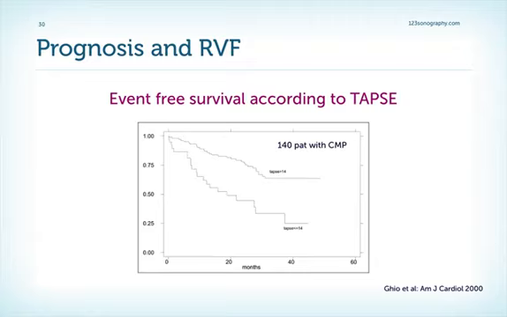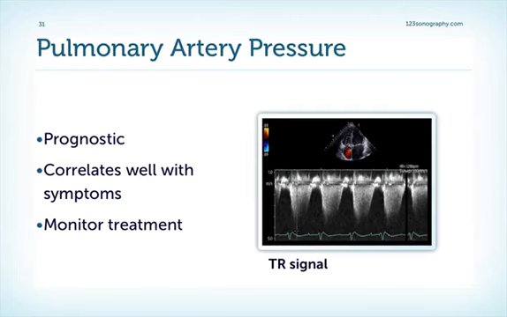This diagram by Gio, which was published in the year 2000 in the American Journal of Cardiology, nicely shows how important right ventricular function is for prognosis. If you measure RVF with the help of TAPSE, you can see that those patients who have a TAPSE of less than 14 have a much worse prognosis than those who have an excursion of the tricuspid annular plane above 14 millimeters. So again, keep in mind, RVF is very important.